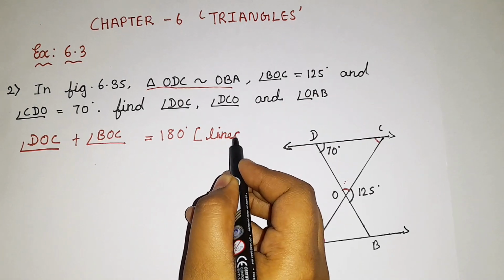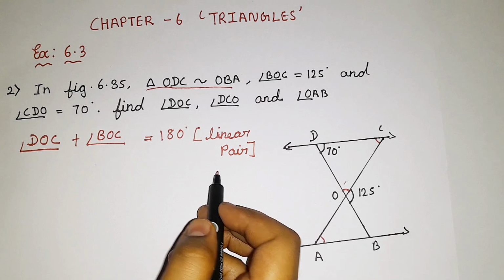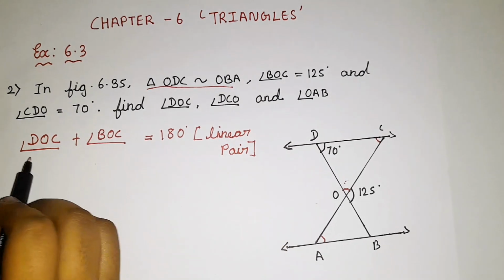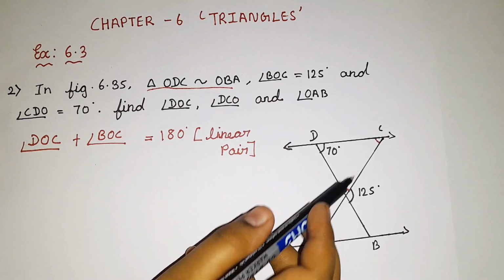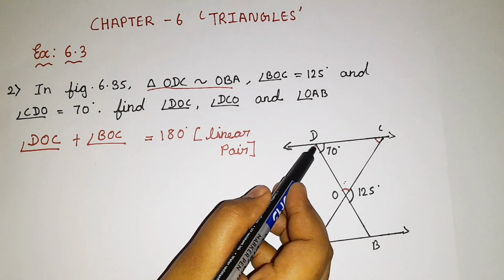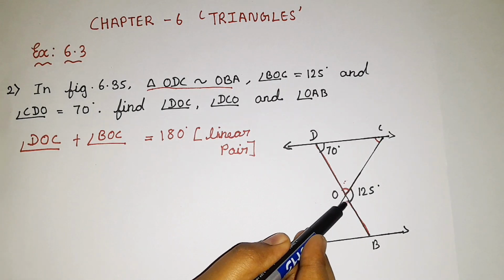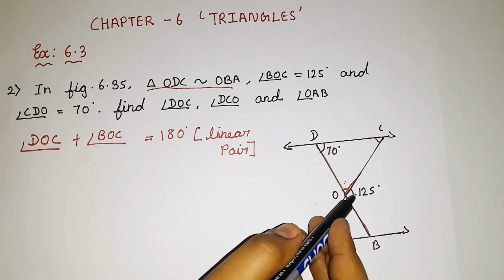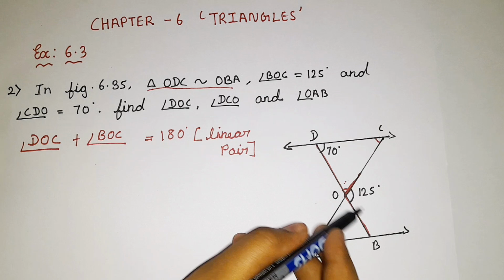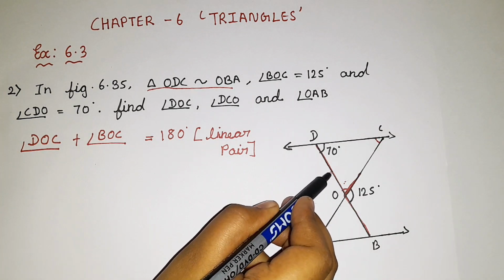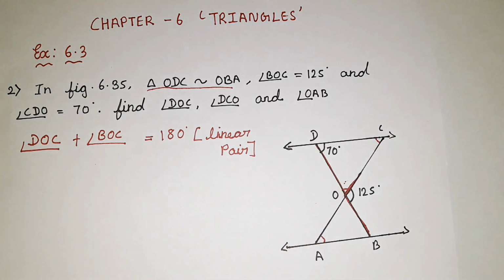Do you know what a linear pair is? It is kind of like a straight line. You might be wondering where the straight line is. I took angle DOC and angle BOC. Here it is angle DOC and here it is angle BOC. When I underline it like this, I am getting a straight line right over here. Since I got a straight line, I can call it a linear pair.